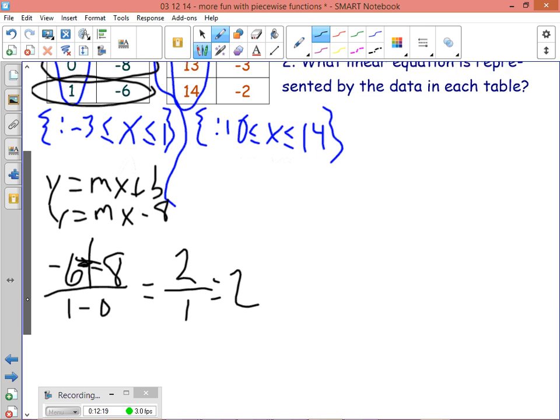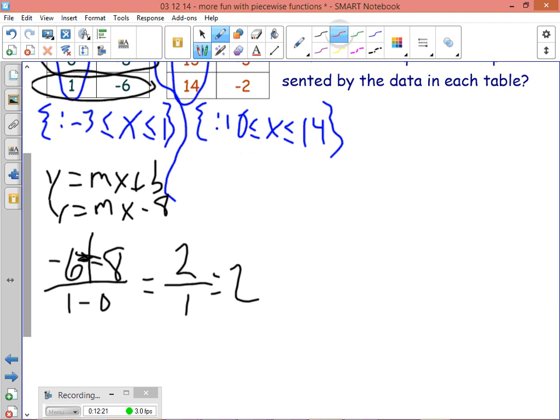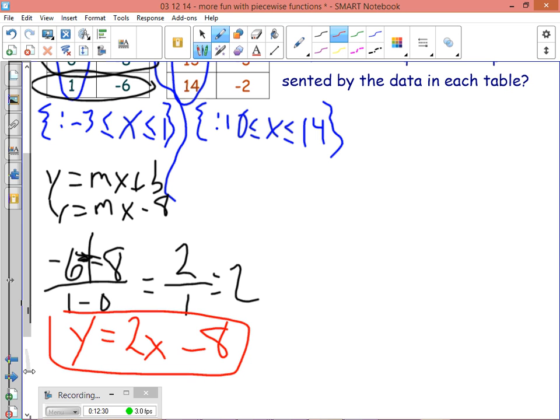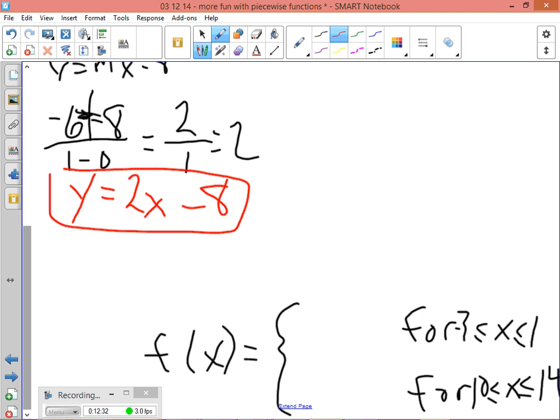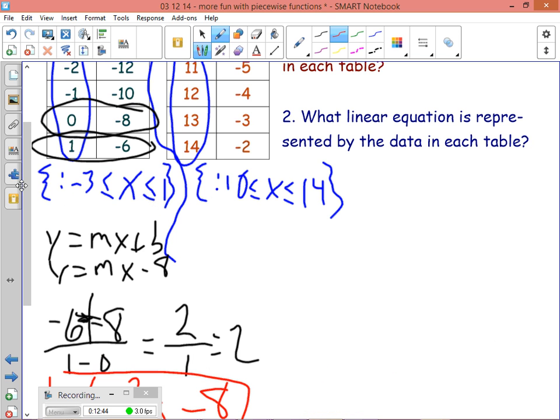I have my equation now. I'm done with that one because I got lucky. I already knew my y-intercept. This means this is y equals 2x minus 8. I can go ahead and put that down in here. f of x is equal to 2x minus 8. Now all I'm looking for is my last equation there. I already know what its domain is, and I'm done with my piecewise function. So let's go ahead and try to find that.